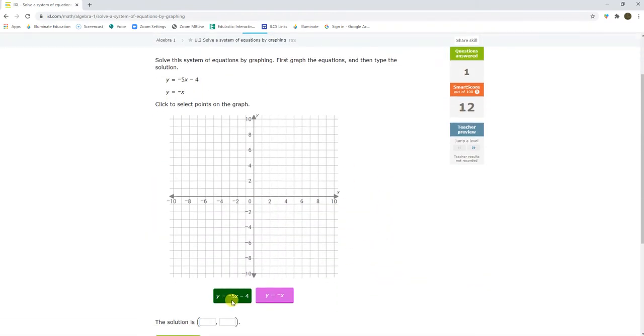Right, green equation, it tells me to start at -4 and go down 5 over 1. This one tells me to start at 0 and go down 1 over 1. And they come together right here at -1, 1.